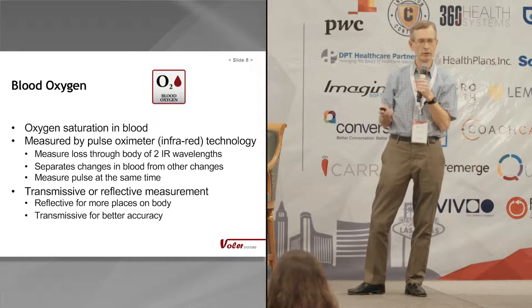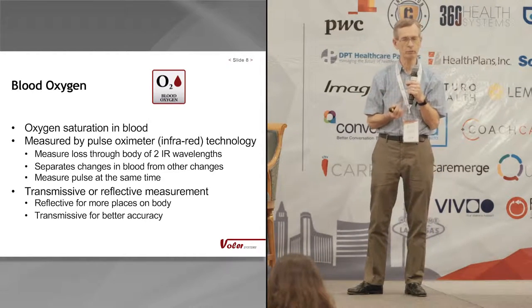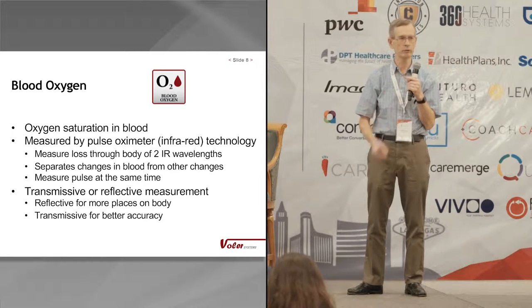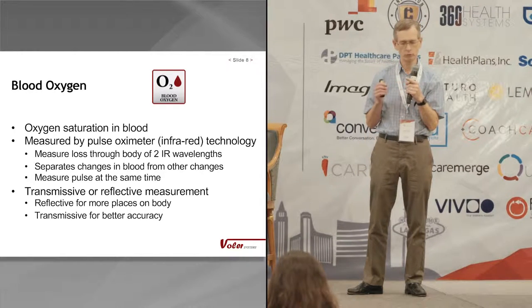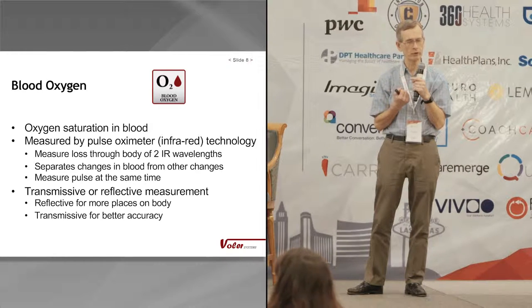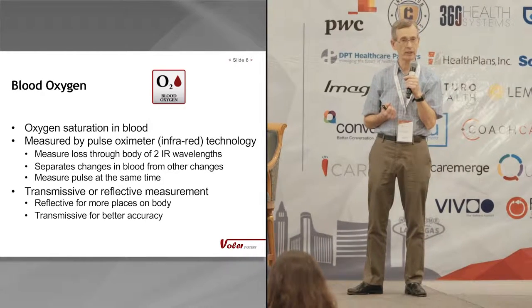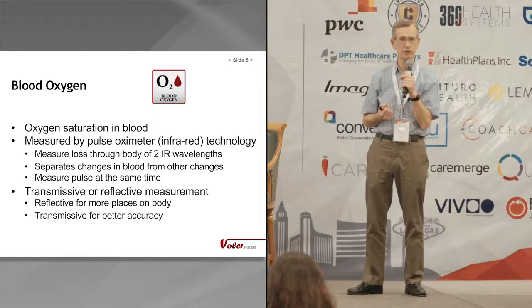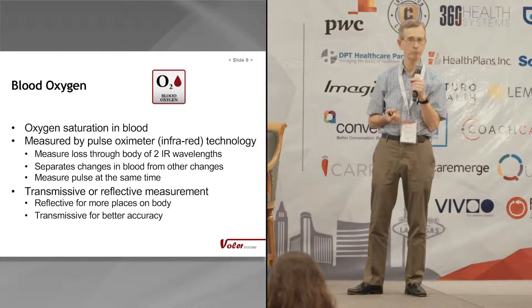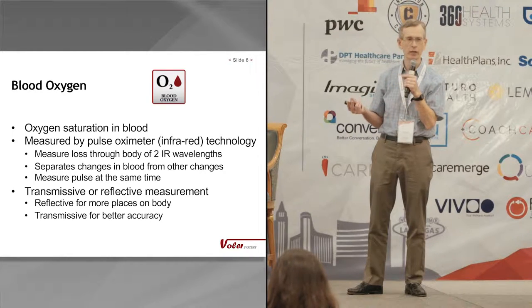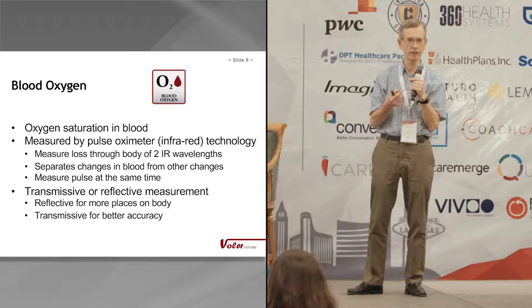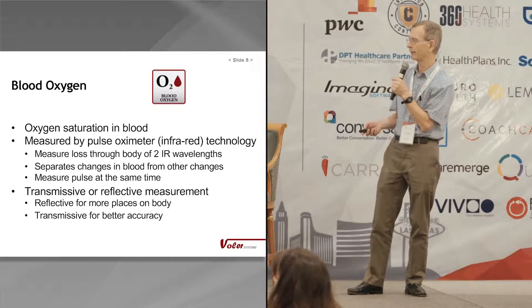So the common one that's used is the transmissive, where it passes through the body. This is what they put on your finger when you go to the hospital. The type that is reflective sends a signal into your body and looks at what's returned. Only a very small amount of light is returned, so the accuracy is much less. And at this point, the reflective type does not give you sufficient accuracy for medical use, unless it's calibrated. And how would you calibrate an oxygen sensor if you didn't have a transmissive type? So it's currently only good for an indication, not for medical use.